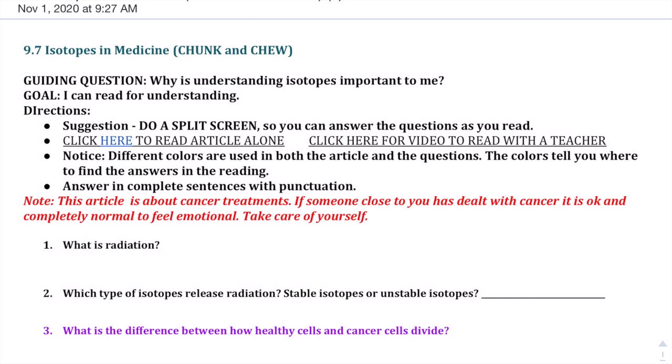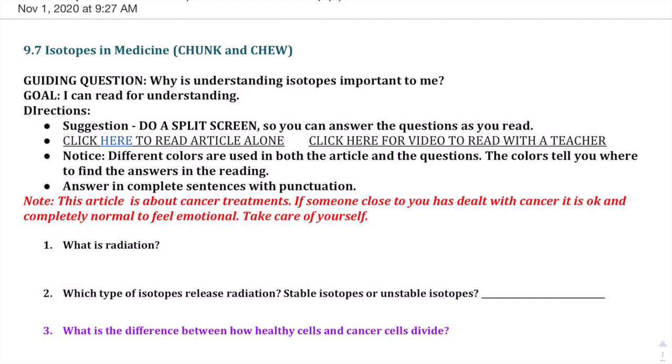At any point you decide you want to just read it by yourself, remember you can just turn off the video and go to the article. I will be explaining some of the words that I think might give you trouble, so you decide. Guiding question: why is understanding isotopes important to me? Goal: I can read for understanding.